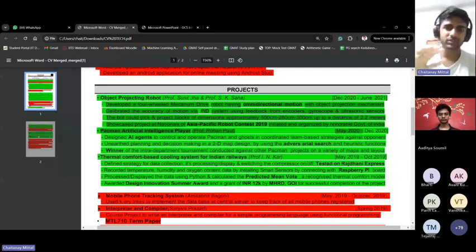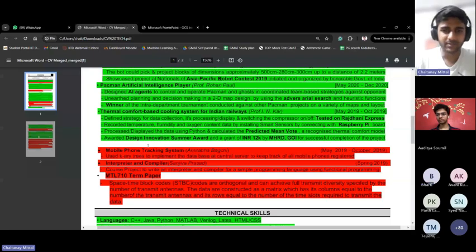Right? Write minimum 3 to 4, maximum 5 to 6 projects, and explain them in a very neat fashion. Tell the recruiter why that project is relevant for that company. So that's it for technical skills. Again, I explained it.